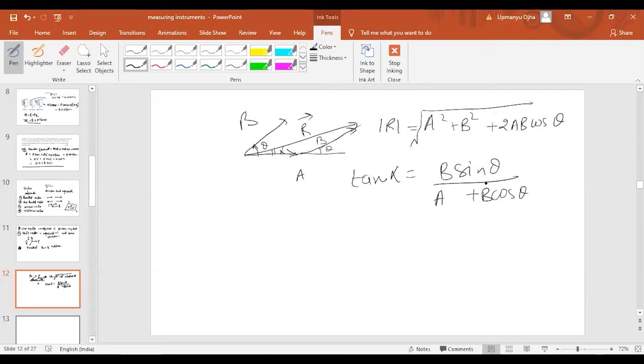Now, the second one is the subtraction of two vectors.